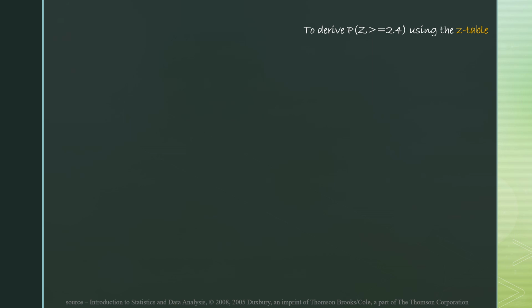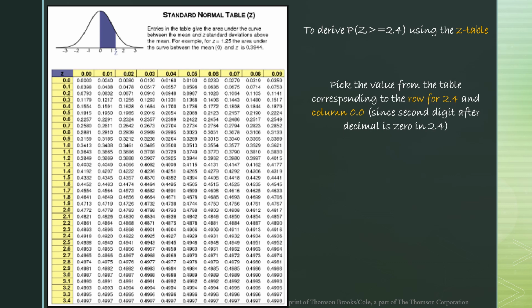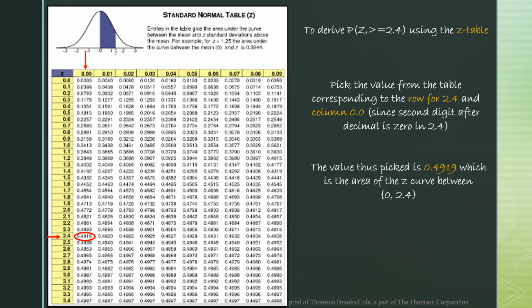Illustration to derive the probability of z greater than or equal to 2.4 using the z table. Pick the value from the table corresponding to the row for 2.4 and column 0.0, since the second digit after the decimal is 0 in 2.4. The value thus picked is 0.4919, which is the area of the z curve between 0 and plus 2.4. Hence, the area of the z curve to the right of 2.4 is 1 minus 2 times 0.4919 divided by 2, which equals 0.0081.